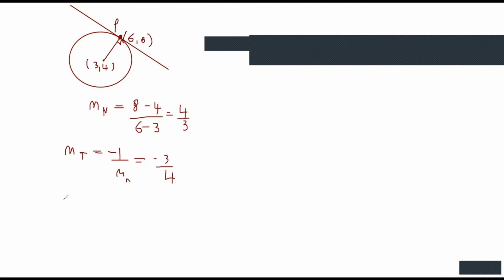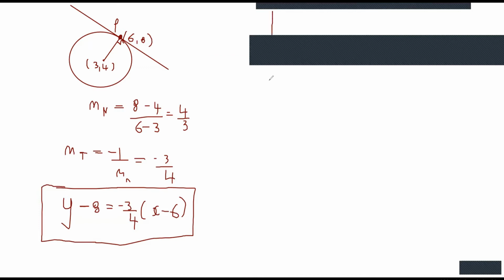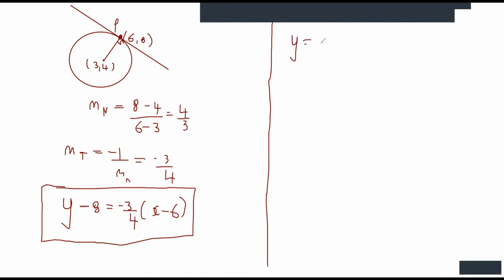Once you get that, now you can write down that the equation of the tangent is y minus the y value at the point, y minus 8, equal to the gradient of the tangent, negative 3 over 4, times in bracket, x minus 6. Now, you can leave your answer like this. Guys, you can leave your answer like this. They will give you full marks for that. Or you can simplify it if you want, and it works out to be y equal to negative 3 over 4 x.